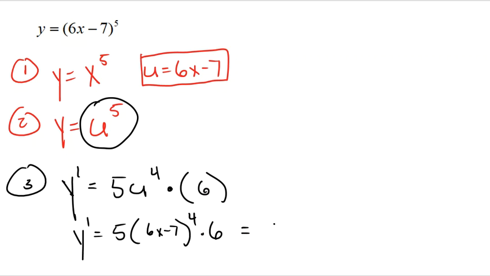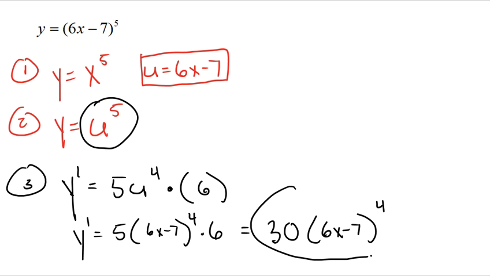And of course, I can finish this off by doing 5 times that 6 and get a 30, (6x minus 7) to the 4th. And I would never, ever ask you to actually expand 6x minus 7 to the 4th. That would be way too much algebra. Just leave it as that, (6x minus 7) to the 4th. So now maybe you're breathing a little bit easier.